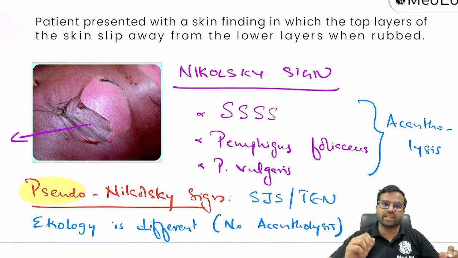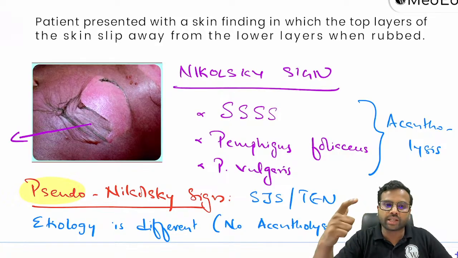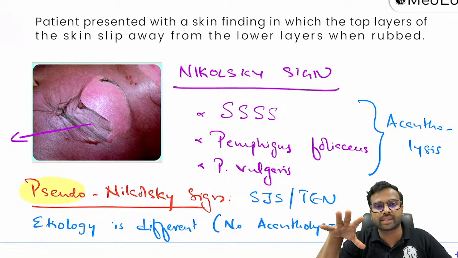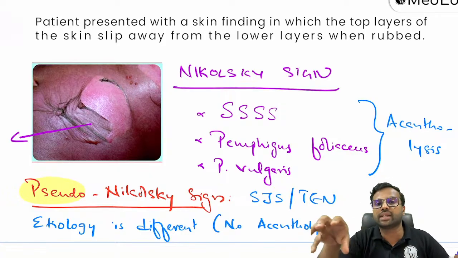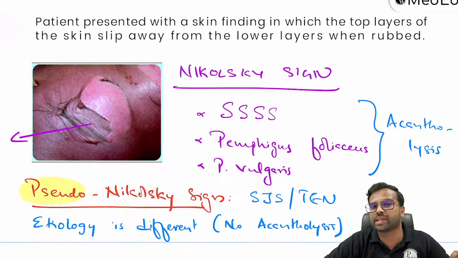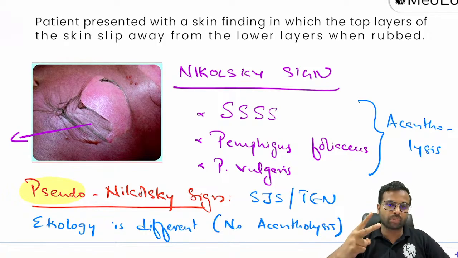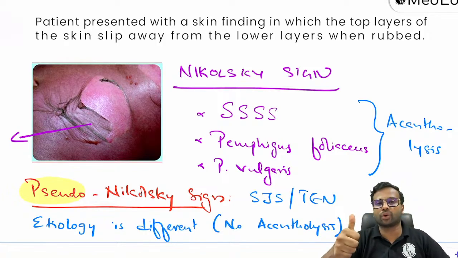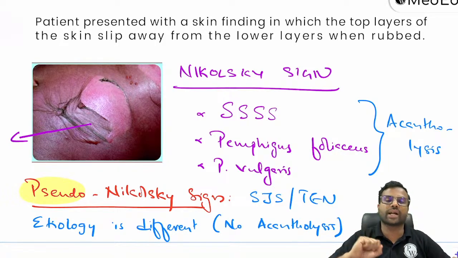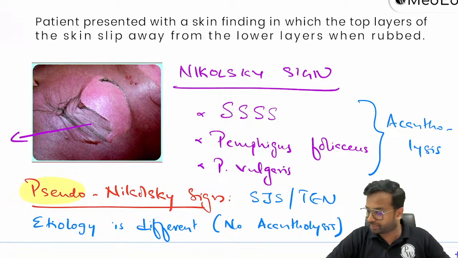Acantholysis can be seen in staphylococcal scalded skin syndrome, pemphigus foliaceus, as well as pemphigus vulgaris. But if there is no acantholysis, still, if you are able to see the skin peeling off, that is the reason why we call it a pseudo-Nikolsky sign. So please remember two examples for pseudo-Nikolsky: Stevens-Johnson syndrome or toxic epidermal necrolysis. So that is all about Nikolsky sign and pseudo-Nikolsky sign.